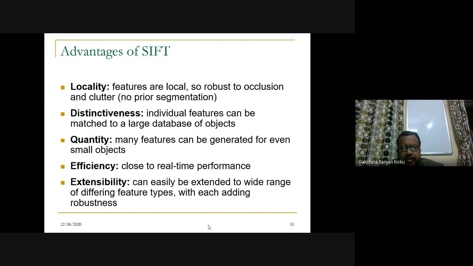Okay, now many features can be generated for even small objects. So that is the quality of the SIFT feature or SIFT descriptor. When we apply the SIFT descriptor, we can obtain a large number of interest points for small objects. Okay. Now it can show real time performance. That means we can use this SIFT feature for real time systems. And in real time systems, SIFT feature or SIFT descriptor outperforms the other similar systems in which different feature extraction techniques or different descriptors are used. And it can easily be extended to a wide range of differing feature types with each adding robustness. Okay, so these are the advantages of SIFT descriptor.